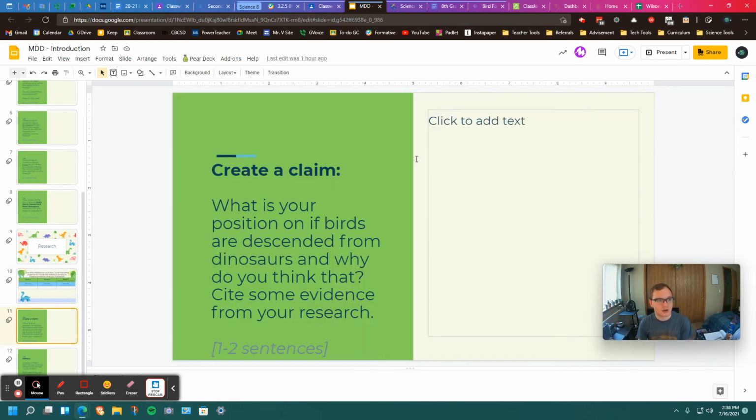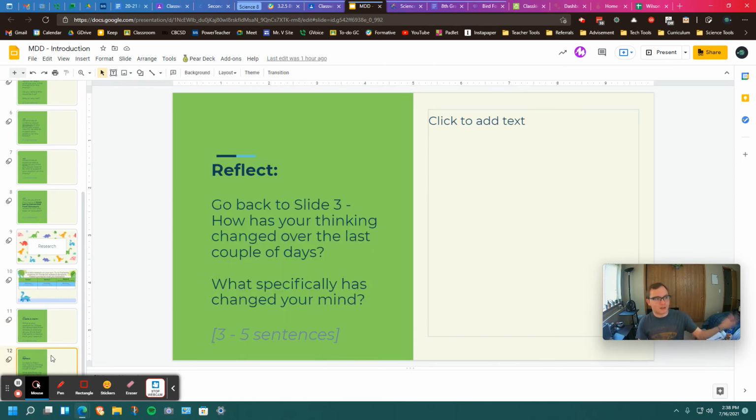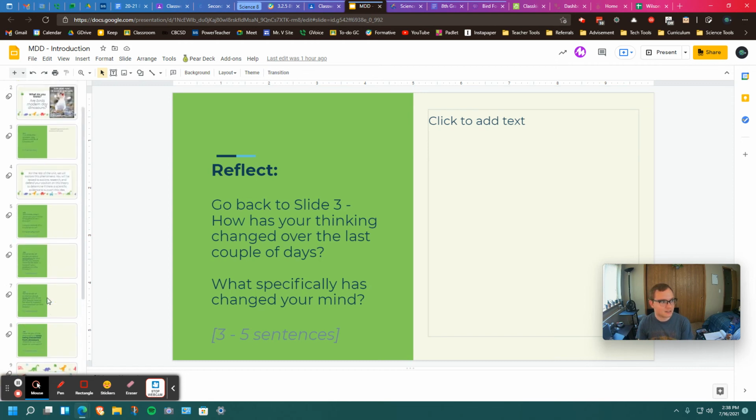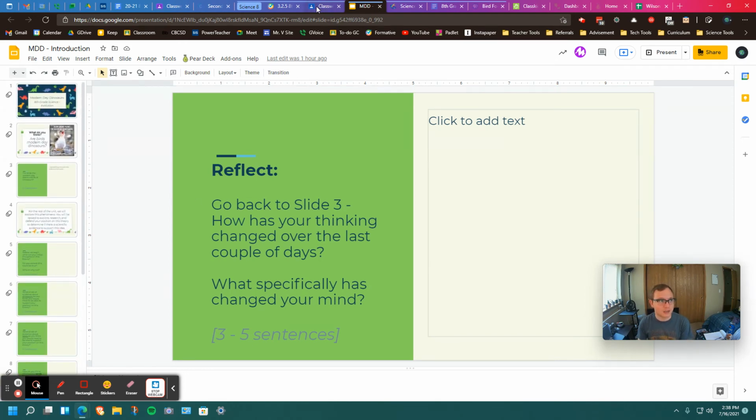So you're going to finish out your official claim, maybe talk about some of the things that you read, some evidence. And then the last thing is just reflect. Did you change your opinion on slide 3 to slide 11 or not? And that's it. I know this is a longer assignment. That's why there's only 3 this week.